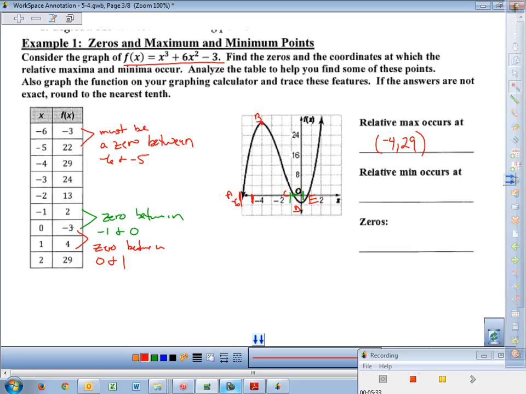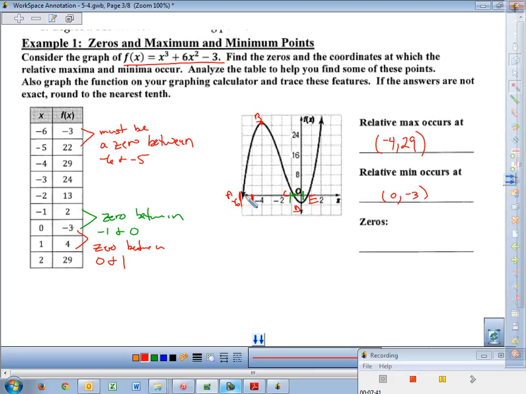Find the relative minimum, if there are any. Use the graph, use the chart to help you. Where do we feel it's at? A, B, C, D, E, any of them? D, and what's the x value of that puppy? 0. Look to the chart. Boom, 0 what? Negative 3.